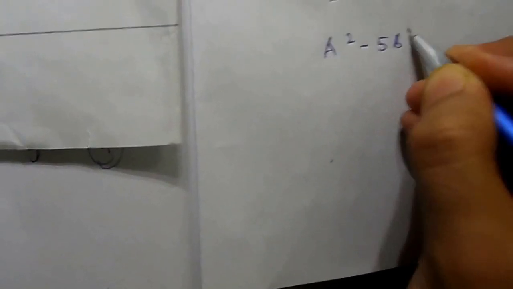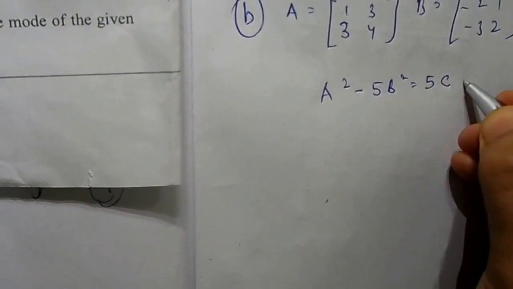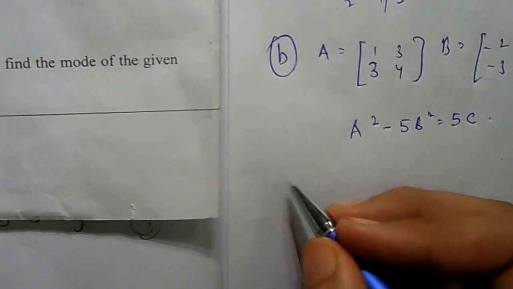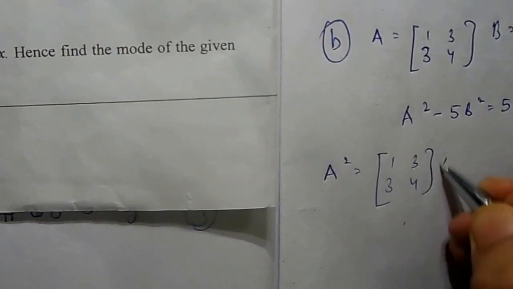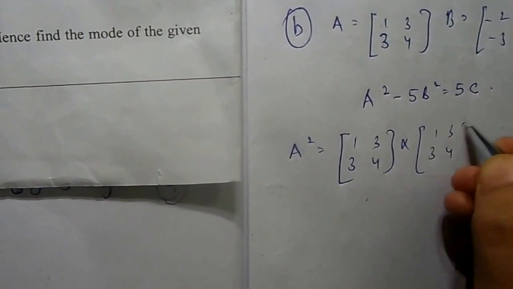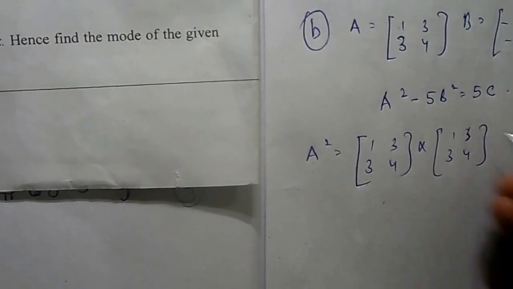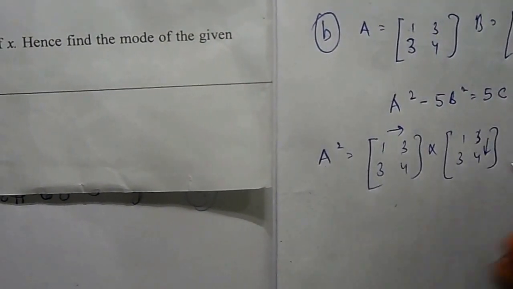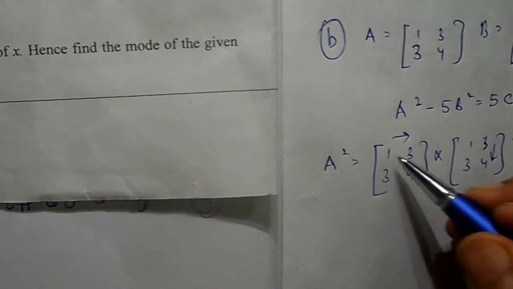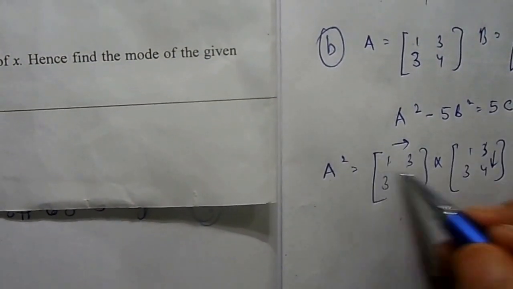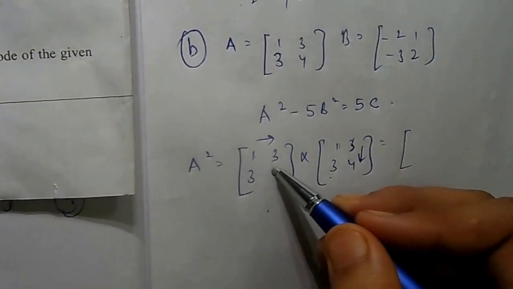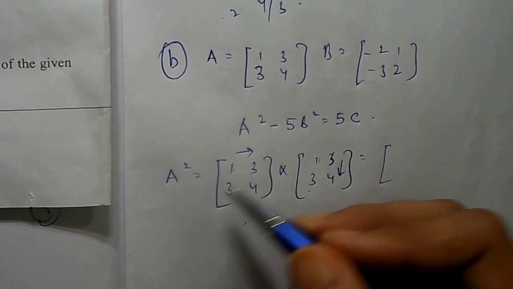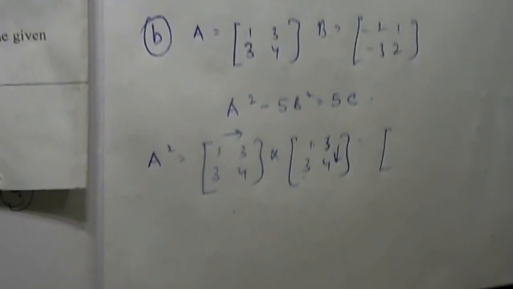Let's write the equation over here. A square minus 5B square equals 5C. Now we have to find the matrix C. So let's calculate A square first. A square equals [1, 3; 3, 4] cross [1, 3; 3, 4]. Now matrix multiplication is a bit tricky, but it's quite easy. So you have to multiply the first row with the first column, the first row again with the second column, then the second row with the first column, then the second row again with the second column. You will get 4 elements.